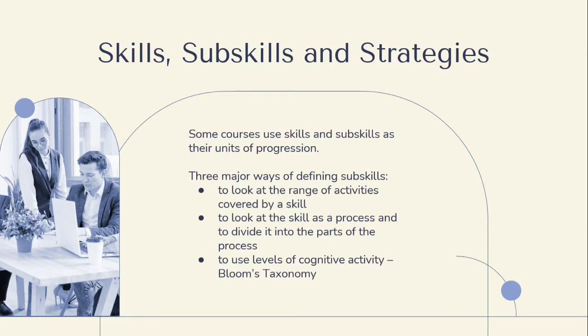One is to look at the range of activities covered by a skill such as speaking, and to use this as a starting point for defining sub-skills. Another way is to look at the skill as a process and to divide it into the parts of the process. This is a typical way of approaching writing, by dividing the writing process into parts. And the third way of dividing up a skill is to use levels of cognitive activity. The most well-known approach of this kind can be found in what is popularly known as Bloom's taxonomy.